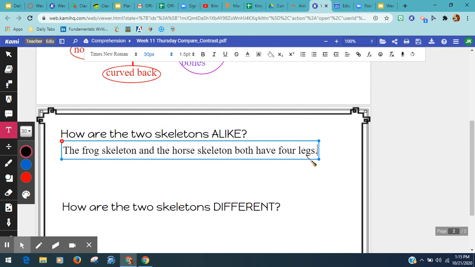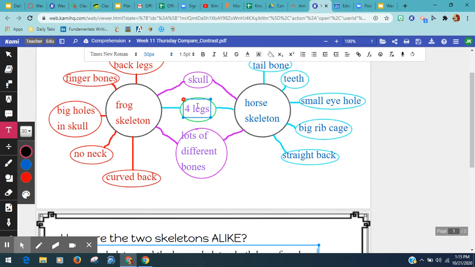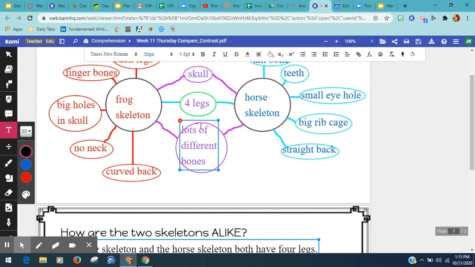All right. Now you guys remember, I only chose one idea. I chose four legs. I didn't talk about how the skeletons both have a skull and four legs and lots of different bones. I didn't try to shove all of this stuff into one sentence. I just said they both have four legs, period. If I wanted to write another sentence, then I could say the frog skeleton and the horse skeleton both have a skull, period. But I don't need to put all three ideas into my sentence, just one idea.